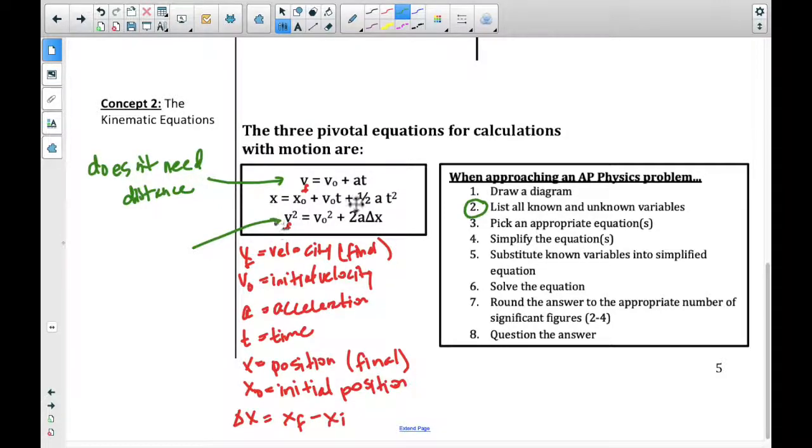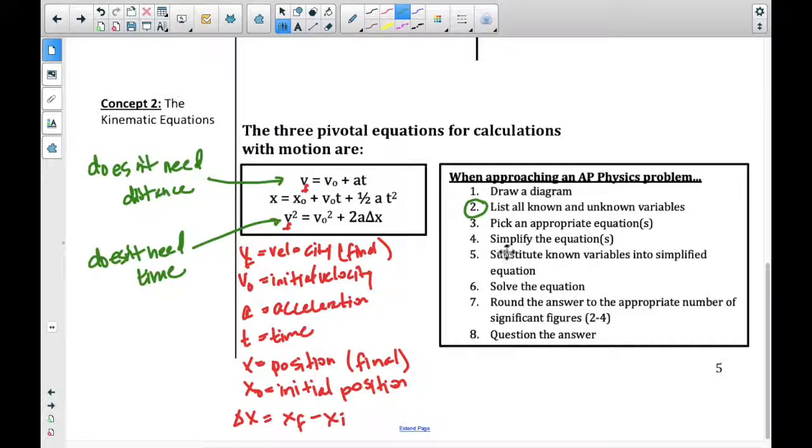Now the middle one includes everything. So that's when if you know a lot of stuff and you're trying to find something, this middle one has just about everything in it. But the bottom equation, you might notice, it is missing the time variable. And so if you don't have time or you don't need the time, then this is the equation to use. Now you wouldn't know that unless you had listed out what you do have. So that's an important thing.